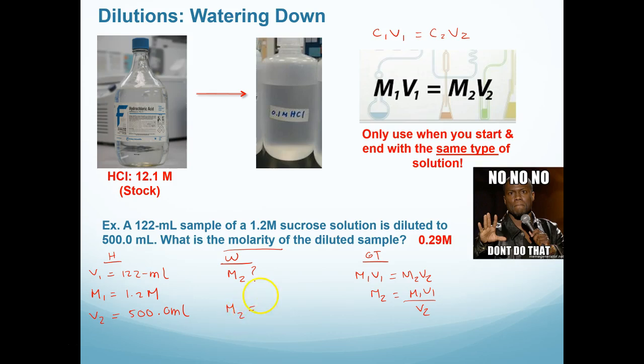We have M2, M1 is 1.2 molar. Make sure you include units when you're plugging this in so you can make them cross cancel. We have 122 milliliters, and on the bottom we have 500.0 milliliters. We get rid of milliliters, we're left with molarity, and we should get 0.29 molar.